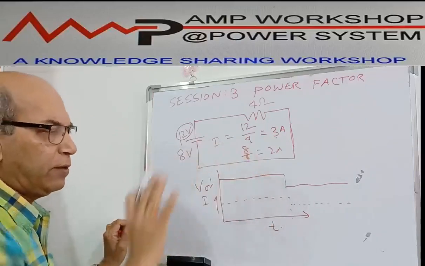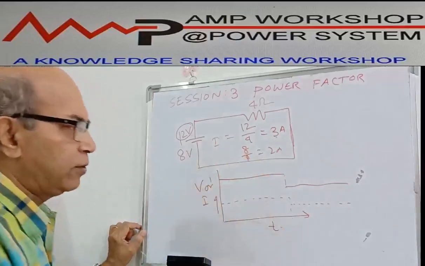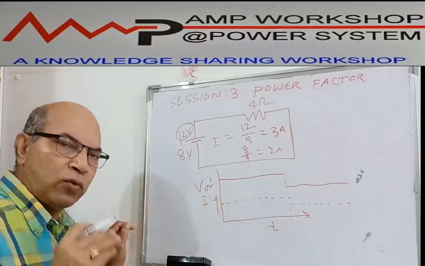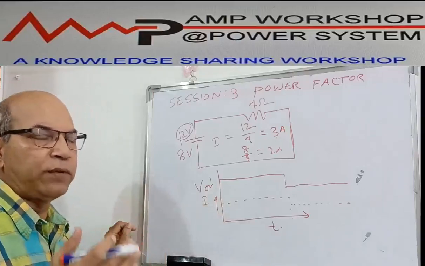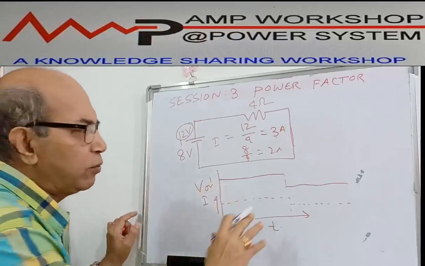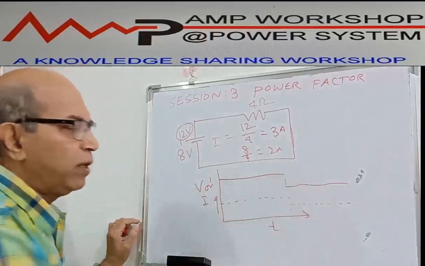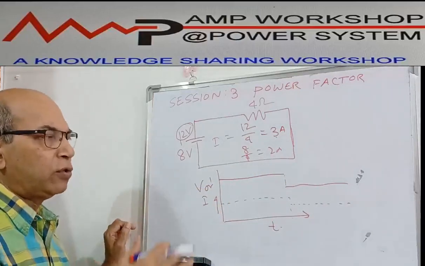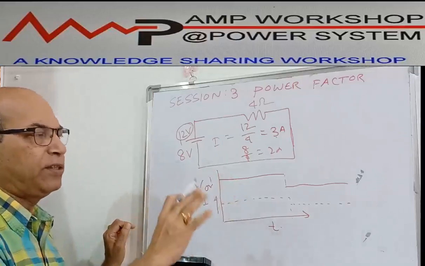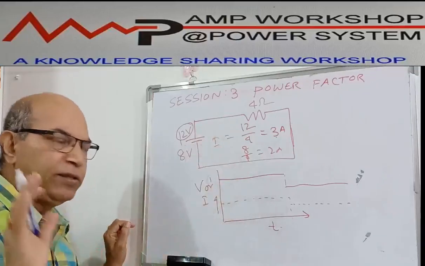Okay. This is why I am describing this thing. It will help us to understand the physical situation of the power factor. In that case, we cannot define a phase, as there is no difference of phase between these two. So there is no phase difference. We can say the phase difference in case of DC is 0.